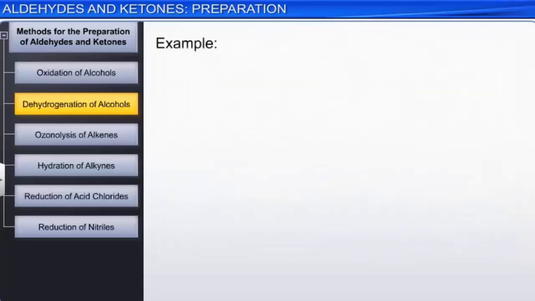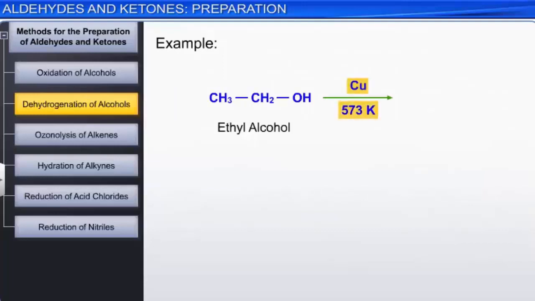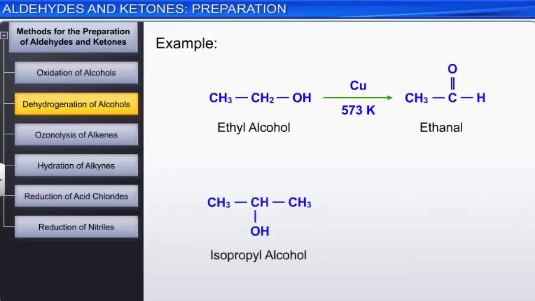For example, when vapors of ethyl alcohol are passed over heated copper at 573 Kelvin, dehydrogenation takes place and ethanal is formed. However, isopropyl alcohol yields acetone on dehydrogenation.